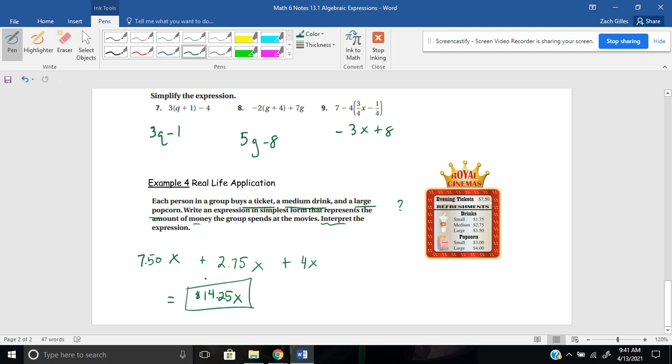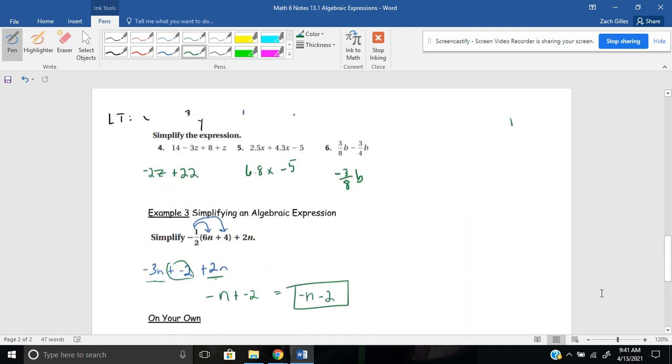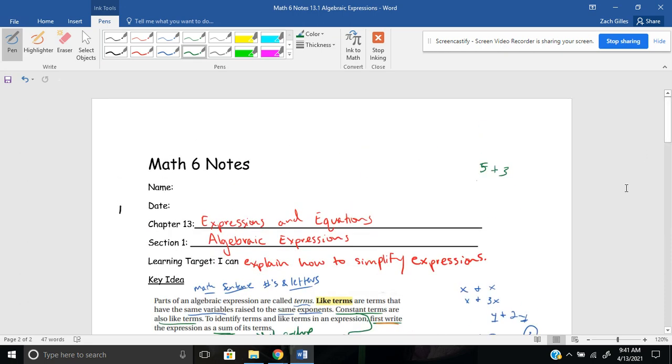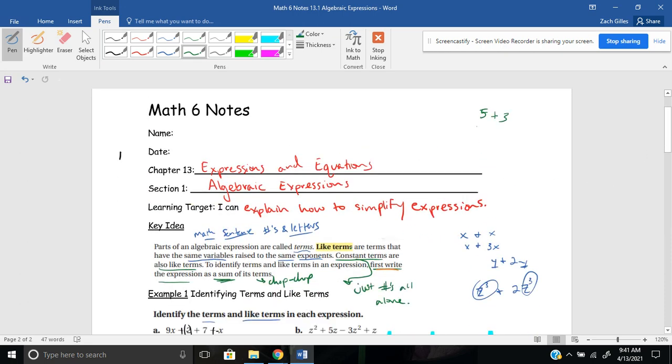Okay? There you have it. That wraps up section 1 here with algebraic expressions. Please let me know if I can help you anymore. But some of the big takeaways are knowing what like terms are and being able to simplify expressions using those like terms.